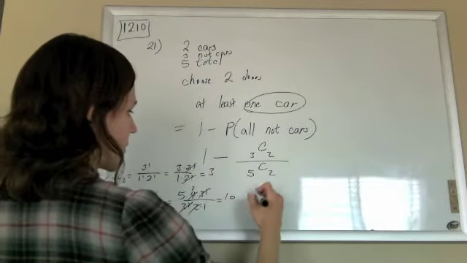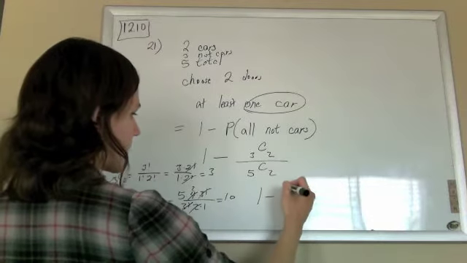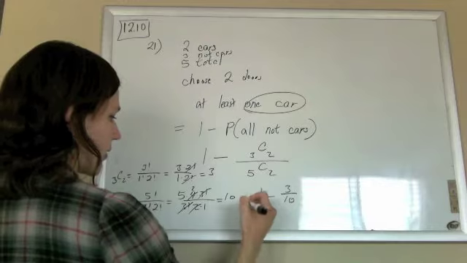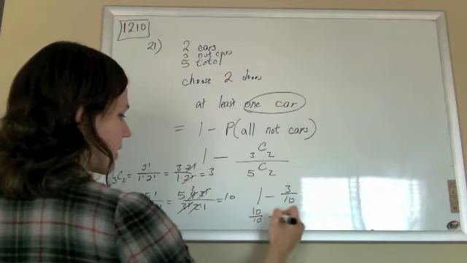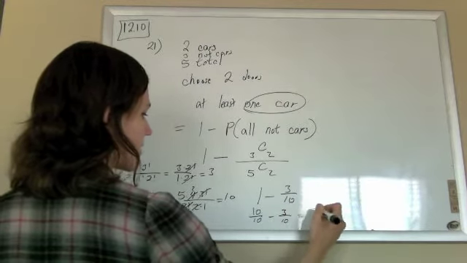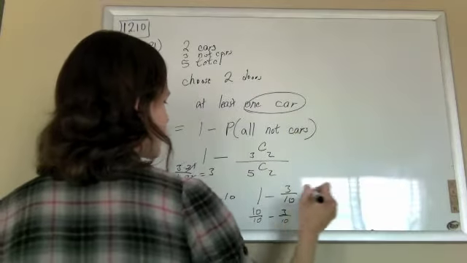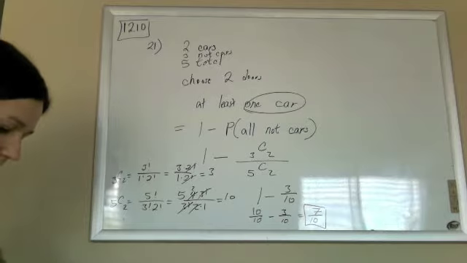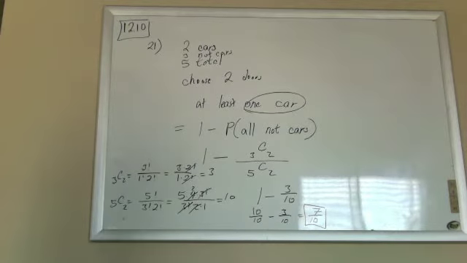So plugging this in, we get 1 minus 3 over 10, and grabbing a common denominator, 1 is like 10 tenths, minus 3 tenths, so we get 7 tenths. Lucky us. Yep, number 21 is 7 tenths.